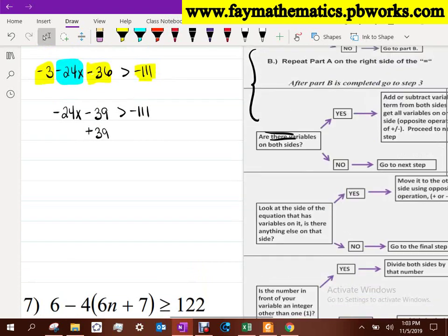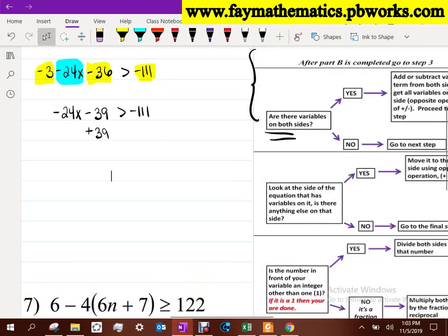It says, look on the left side of the variable. Is there anything on that side with the variable? That negative 39 is there. So we need to add that to both sides. Okay, so I get now negative 24x is greater than, this turns into what? Negative 72.